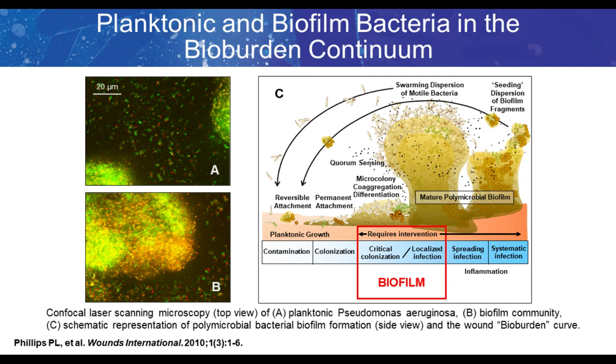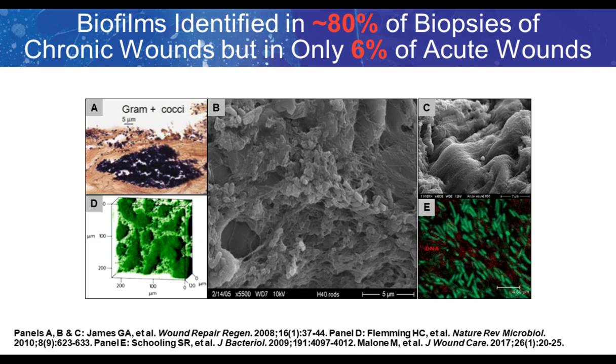But the key for us to understand is that between these levels of present but not hurting the wound, and the right end, the true spreading systemic infection, is the area that was called critical colonization or localized infection. Basically, we now know that this was an attempt to describe a condition where there weren't very many culturable planktonic bacteria, but there was still an enormous inflammatory immune response. And we now know that that is predominantly due to the presence of the biofilm in the wound bed.